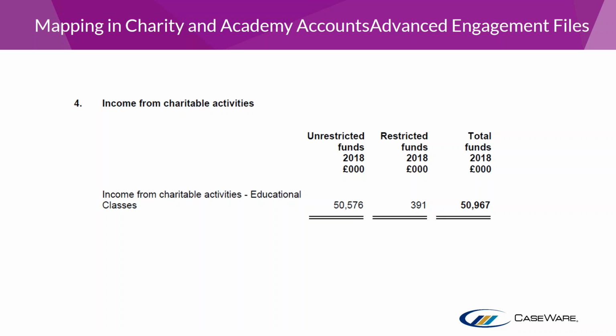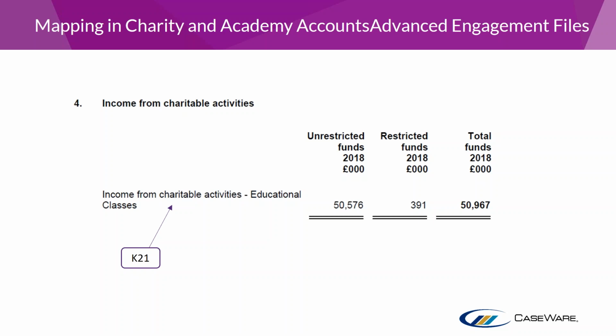As we're looking at income from charitable activities, if we look at that one specific line that's showing, that line is picking up K2 map numbers, and as educational classes was our activity number 1, that line specifically is looking at K21 map numbers, because that's our income from charitable activities, activity number 1, which is educational classes.